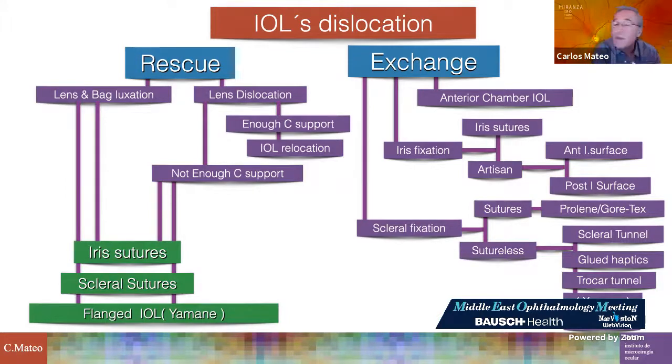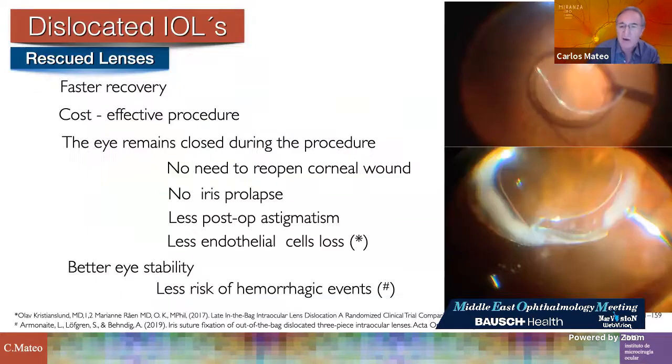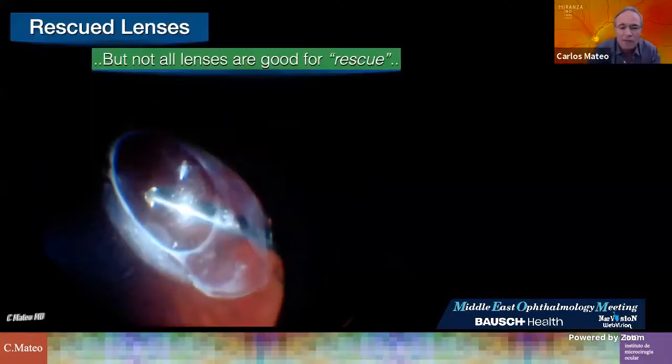I'm going to speak about three techniques I use when I have to deal with patients that have dislocated IOLs. Why do I prefer to rescue these lenses? For me, first, you have a faster recovery time. It's a cost-effective procedure. The eye remains closed during the entire procedure, and you don't need to reopen the corneal wound, no iris prolapse, less postoperative astigmatism, and less endothelial cell loss. You will have better stability during the procedure with less risk of hemorrhagic events.